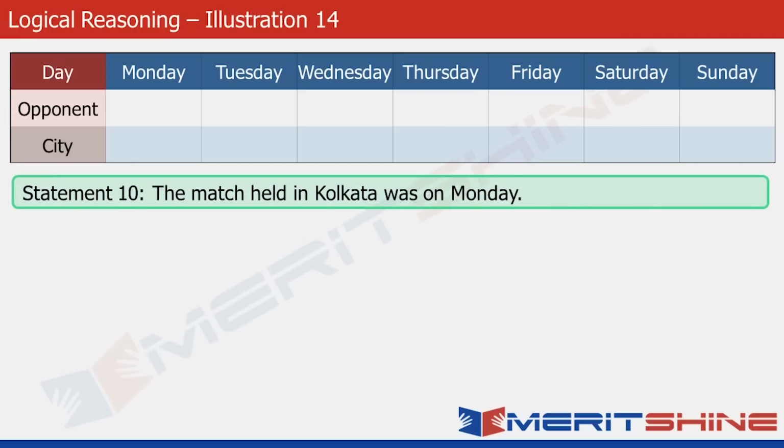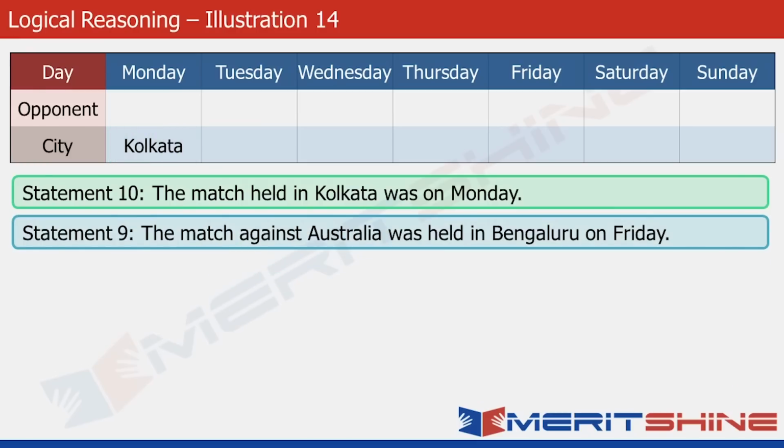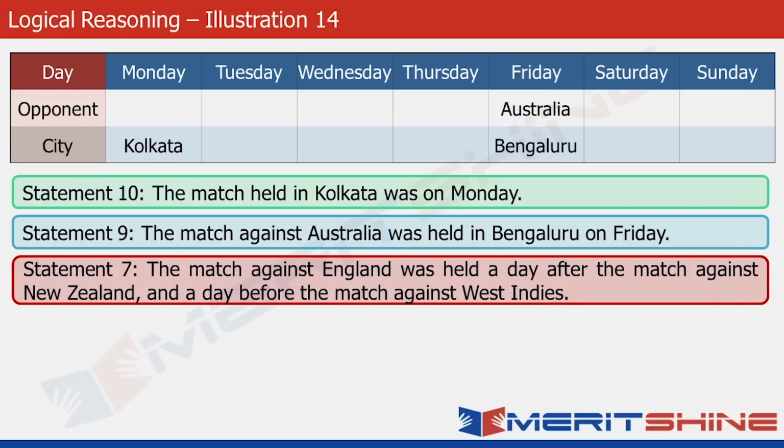We start with statement 10. It states that the match held in Kolkata was on Monday. So this is the cell that we are talking about, the city cell on Monday. Let's just quickly write Kolkata here and look at statement 9 now. It says that the match against Australia was held in Bengaluru on Friday. Again a simple one. So these are the two cells corresponding to the match held on Friday. Let's write Australia in the opponent cell and Bengaluru in the city cell.